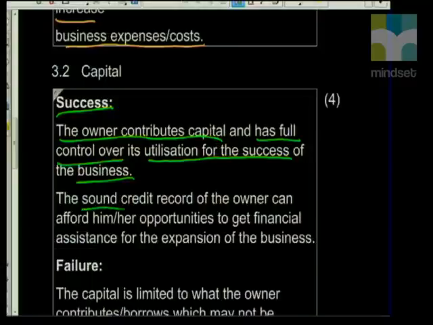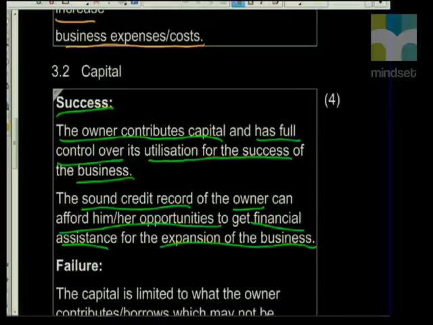The next advantage with the capital, the sound credit record of the owner can afford him or her opportunities to get financial assistance for the expansion of the business. Now, keeping in mind we're a sole trader, so if a sole trader needs to get extra credit or money from the bank, they'll have to do it in their personal capacity. So if the sole trader or the owner has a good credit record, they'll be able to get a good loan, for example.